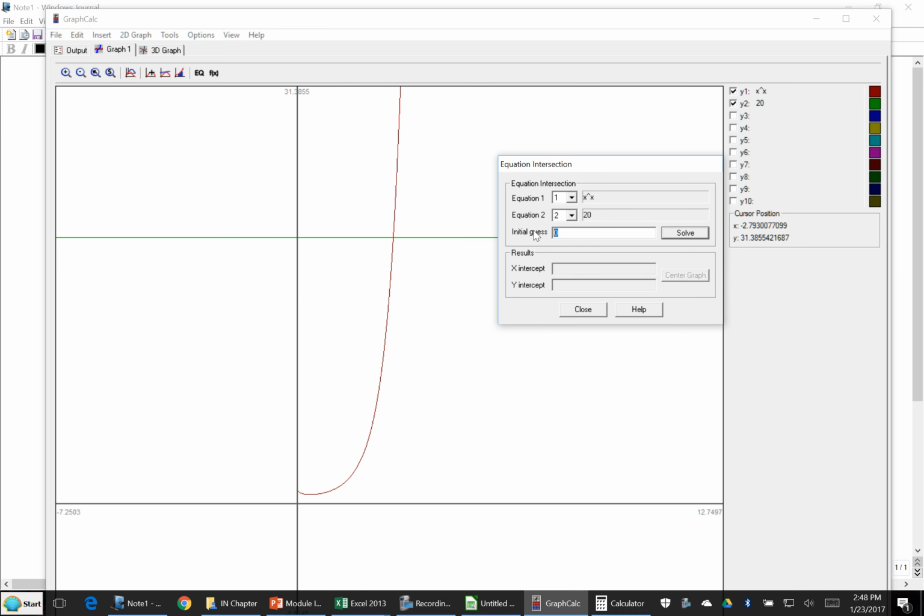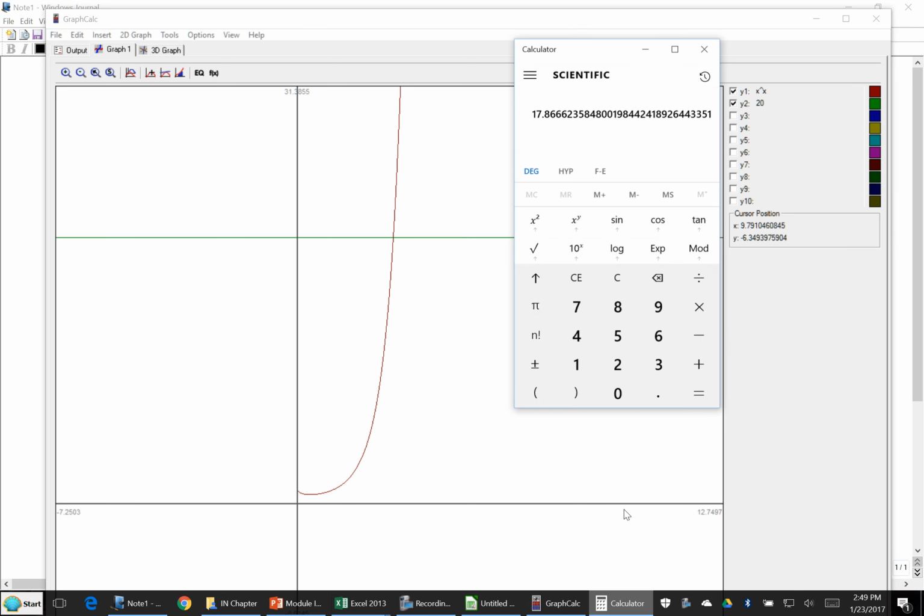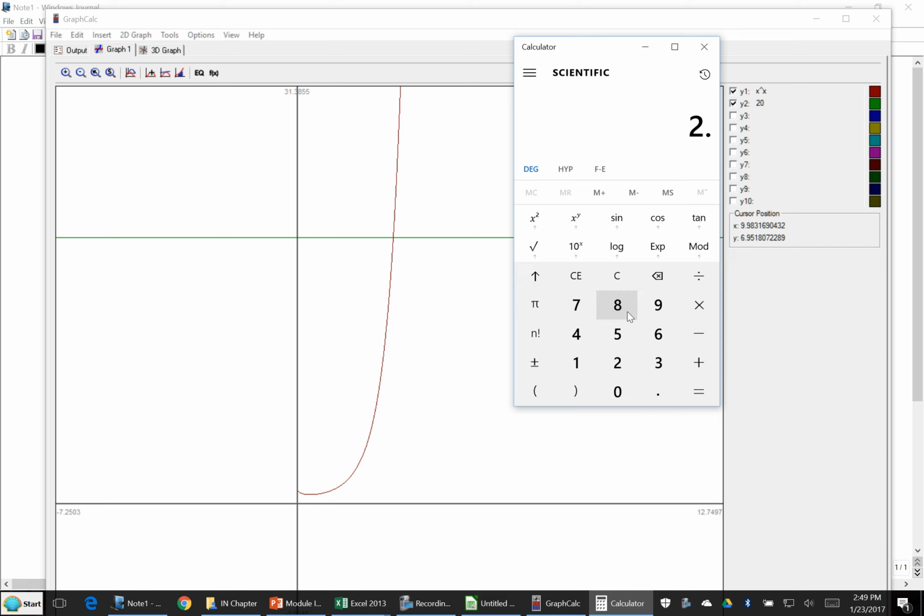My guess is going to be, let's say I plug in 2.7, I solve, and it says 2.855 is the answer I'm looking for. So I come down here and say 2.855 raised to the 2.855. And sure enough, that's pretty close, 19.87, and I could go out more digits and get a closer approximation.